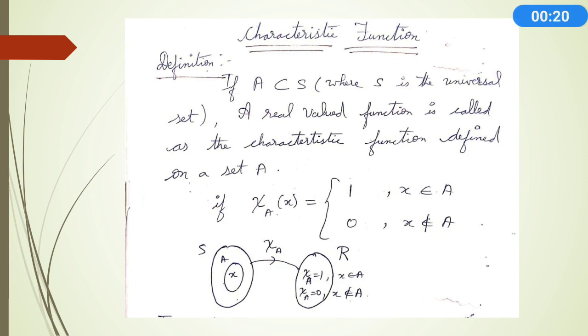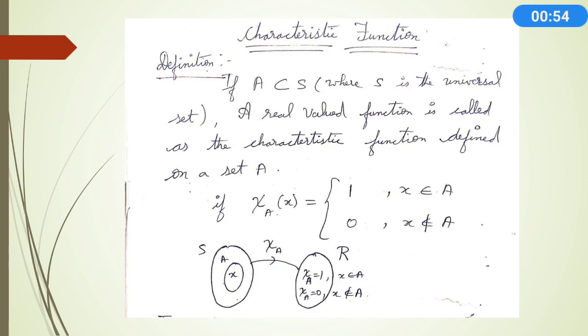So characteristic function is a real valued function. It is defined on a set A. The set A is a subset of the universal set S. So always my set A will be a subset of my universal set. A real valued function is called a characteristic function. It is denoted by psi suffix A, and this will be equal to 1 if x belongs to A, and it will be equal to 0 when x doesn't belong to A.